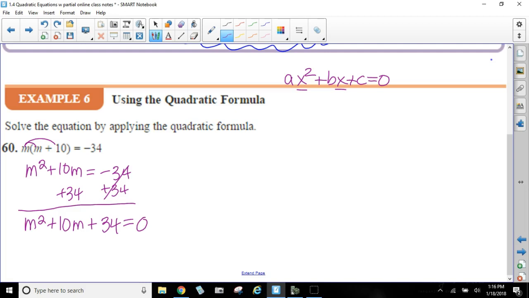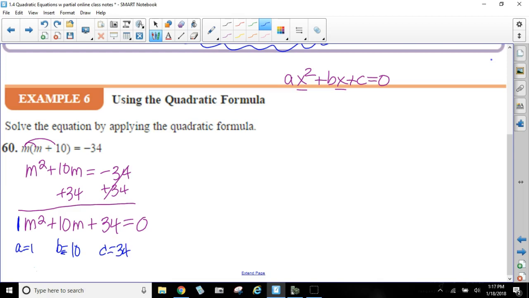Now we need to figure out what are going to be the a values, the b values, and the c values that are going to go into our quadratic formula. The a value is the coefficient of the leading term, and so a will be equal to 1. B is the coefficient of the linear term, the coefficient of m in this case. That's going to be 10, and c will be equal to positive 34.